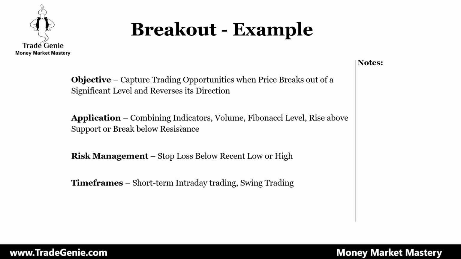Application, combine indicators. You may have an indicator like MACD, RSI, stochastic, whatever it is, and you're combining it with the volume. The volume is picking up. You may be using Fibonacci levels. You read somewhere that certain Fibonacci levels, 38, 62% or 50%, act well, and it has retraced 50%, and the volume is picking up and it's rising above the support. So I am going long, or breaking the resistance level.